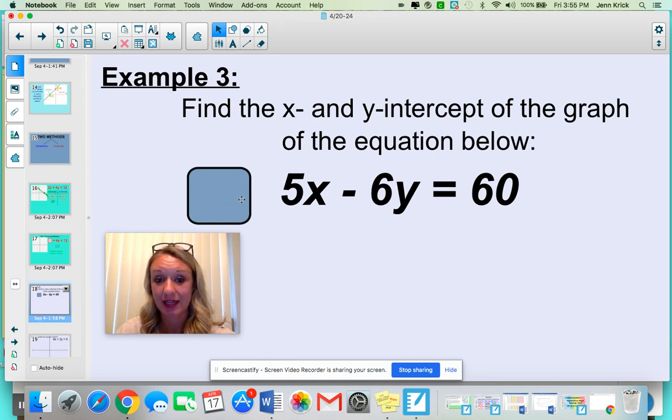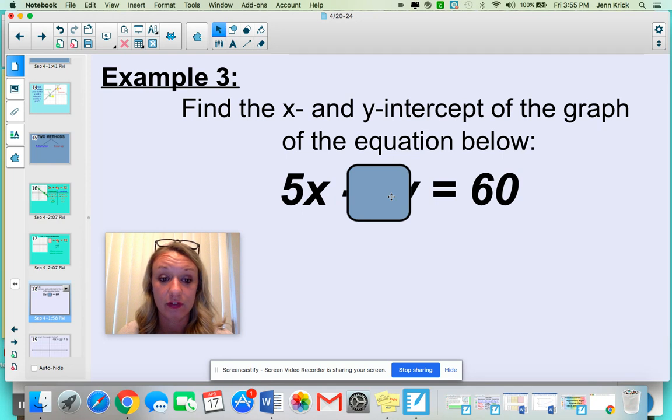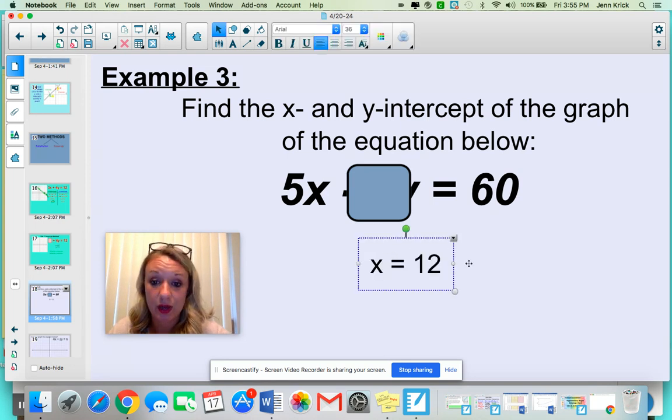If I'm finding x, I'm going to cover up the y. And let's pretend that the box is large enough to cover that whole term. If 5x equals 60, divide both sides by 5, I know that x has to be 12. Okay? That means x is 12. That means my x-intercept is going to be 12.